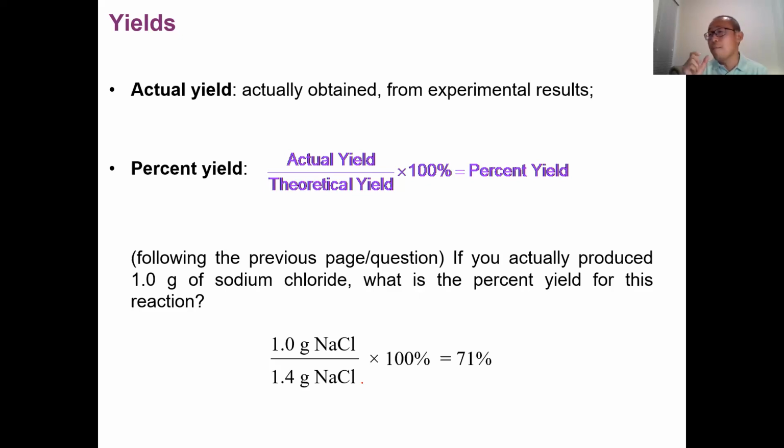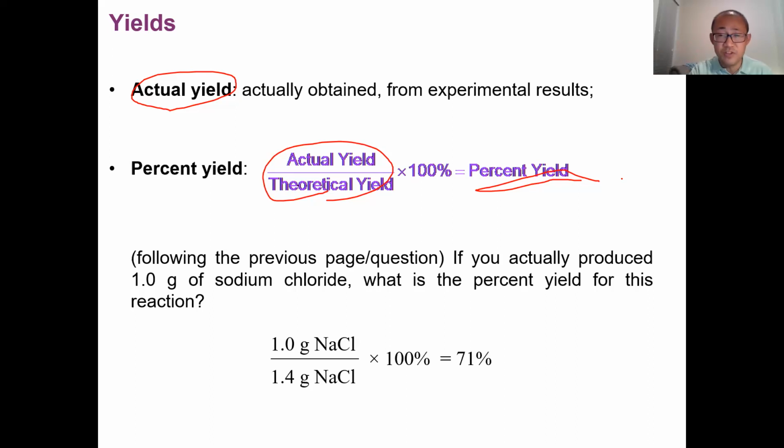So the actual amount you obtained from a lab, like you weighed by the end of the day, is called the actual yield. That means how much sodium chloride you actually got on your hand. If you use actual yield divided by the theoretical yield multiplied by 100%, you get a ratio or percentage. We call that percent yield.